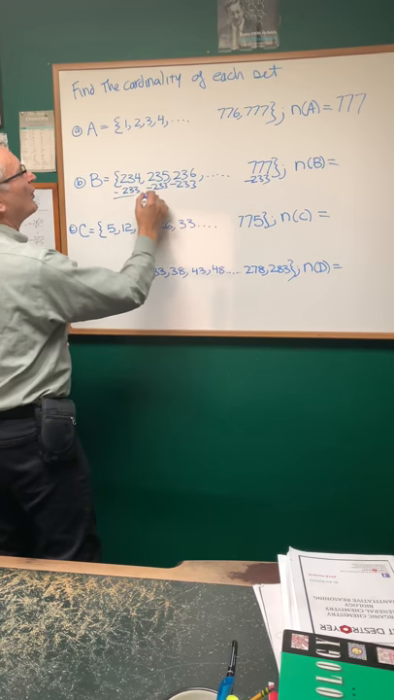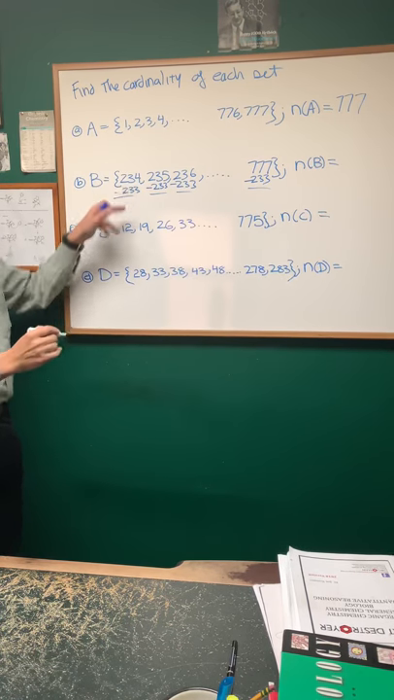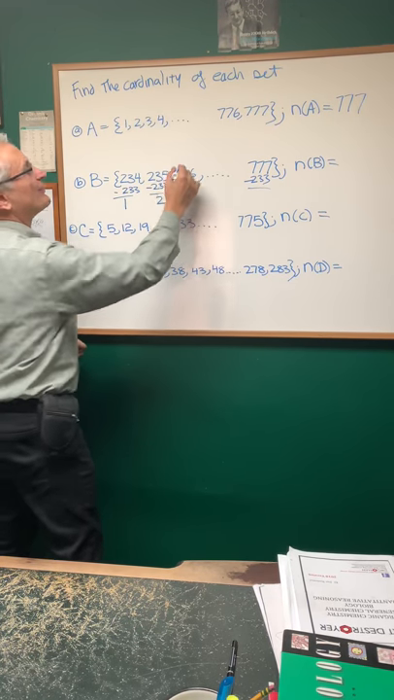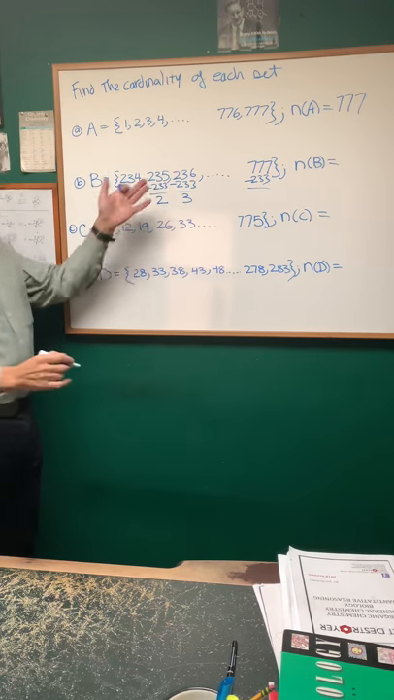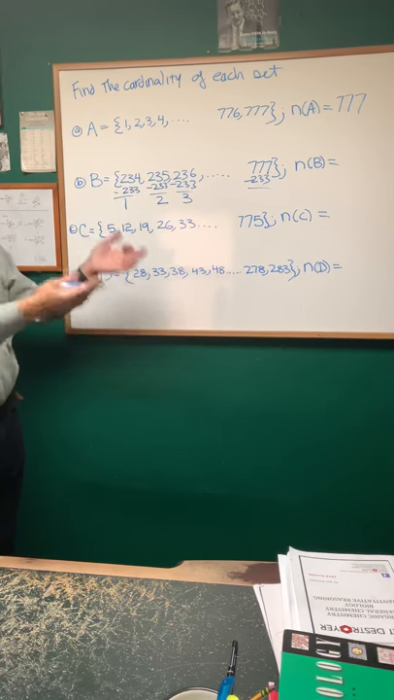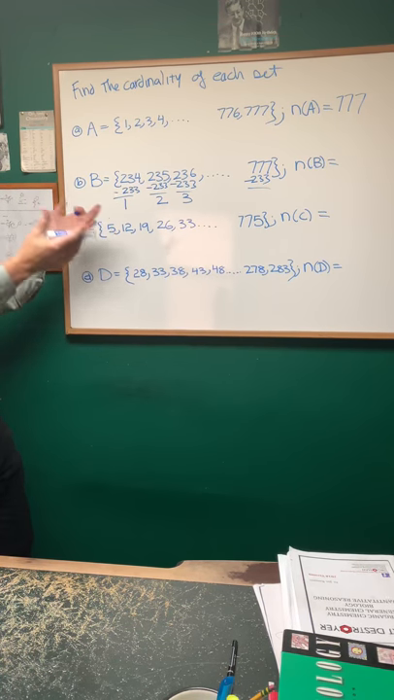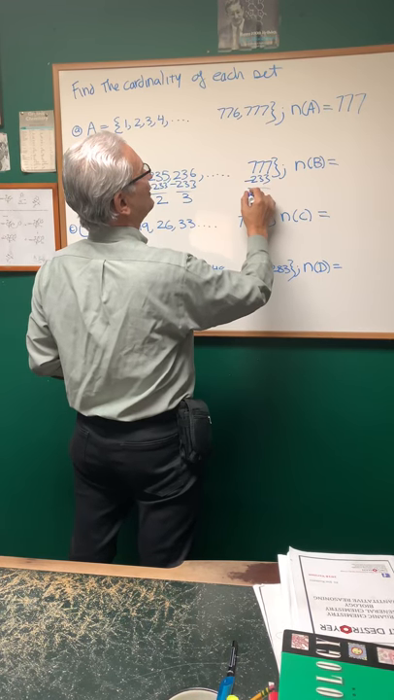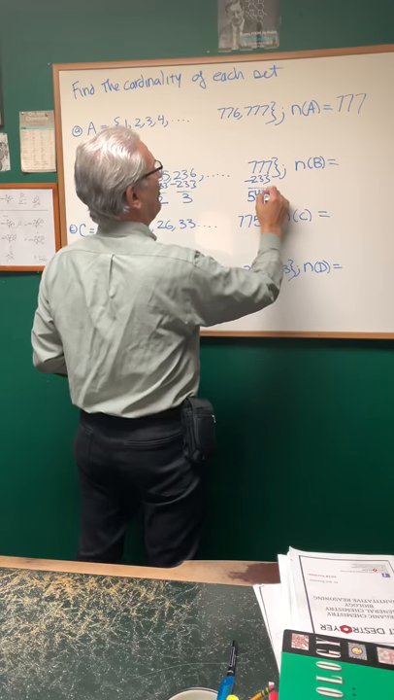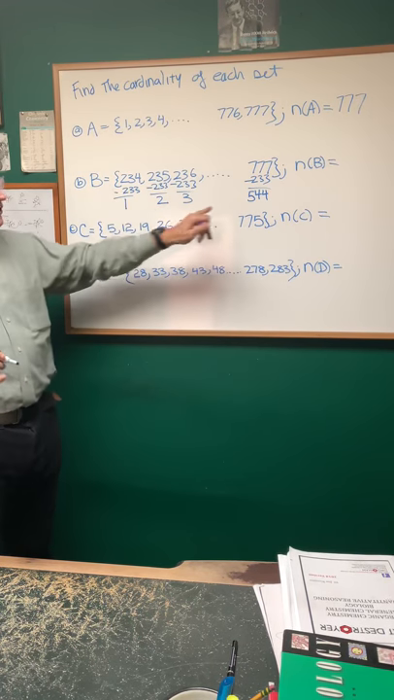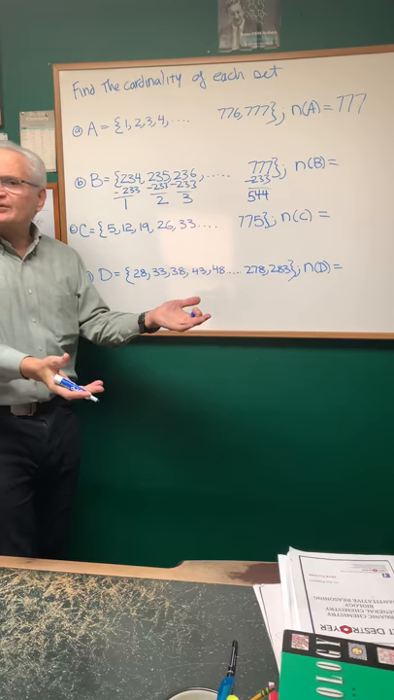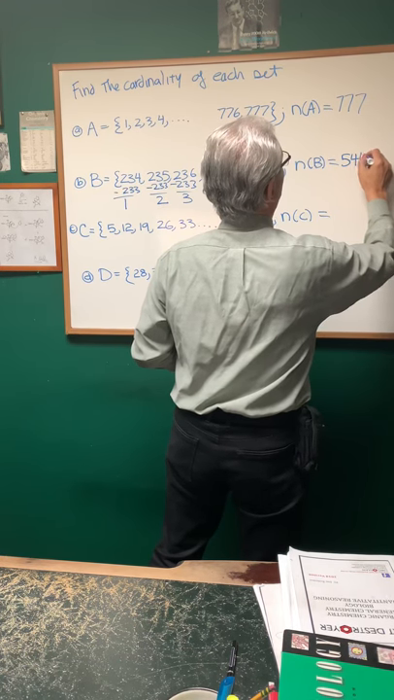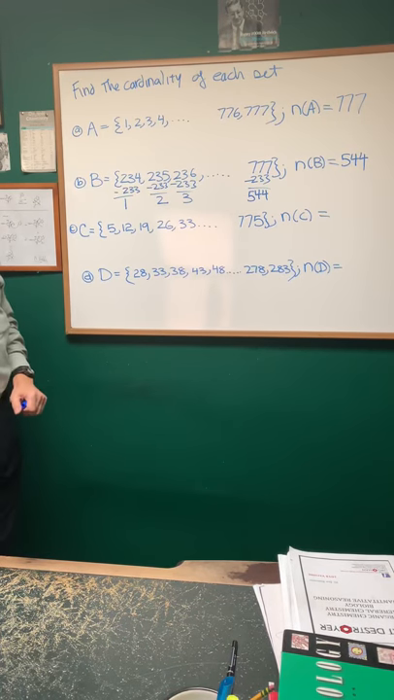It's because when I subtract 233 from the first element, I get 1. From the second element, I get 2. From the third element, I get 3. I get the set of counting numbers. And once again, I have a set that's going to count itself. So I subtract 233 from the final element of the set, and I get 544. Well, it's the counting numbers from 1 to 544. The set has counted itself. Its cardinality is 544. All right, let's go to the next one.